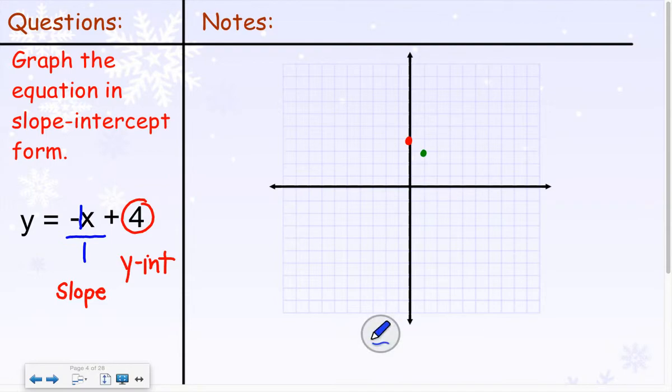If I keep going from my green dot, rise negative 1, run 1, rise negative 1, run 1, I could keep going forever. Every single line, you can keep adding more dots forever. So if I check my slope here, I went down 1 over 1, down 1 over 1, down 1 over 1, which would be a negative 1 for the slope.